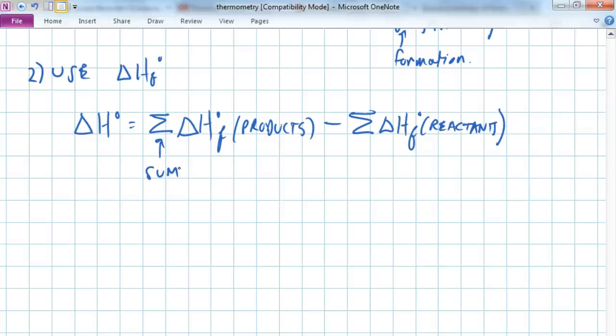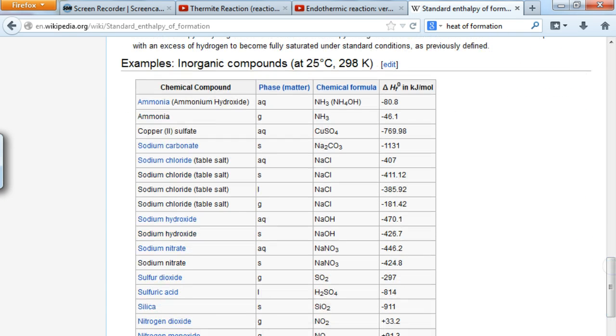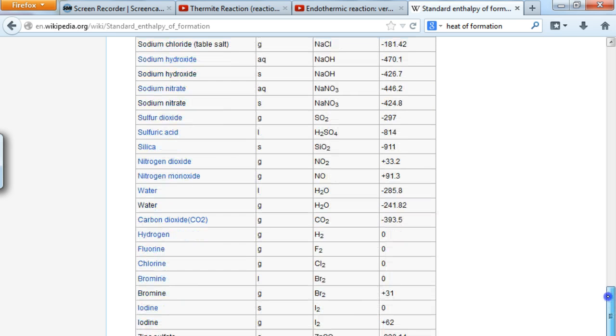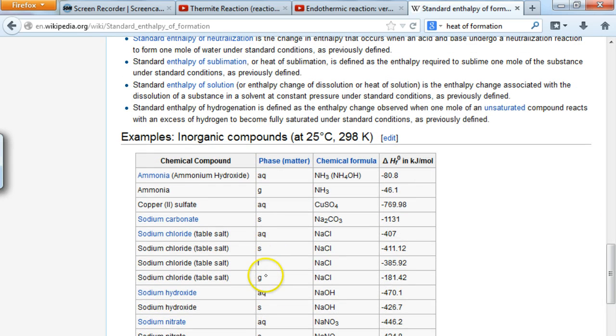Now first, I think before we go on, I want to show you a table of standard enthalpies of formation, what it would look like. Standard heats of formation, enthalpies of formation. There's a table like this in your textbook, on page 241 in your text. This is from Wikipedia here. And notice that these are all the delta H of formation in kilojoules per mole. A lot of them are negative, but not all of them. And you can see here table salt, solid, liquid, gas. So this is important. You've got to be careful of what phase you're in.